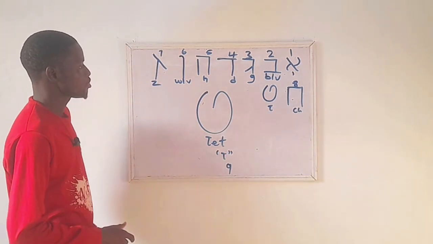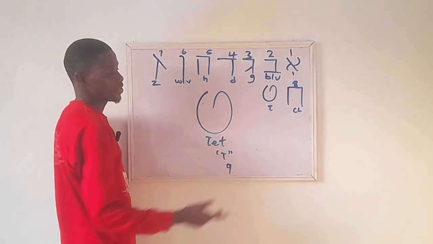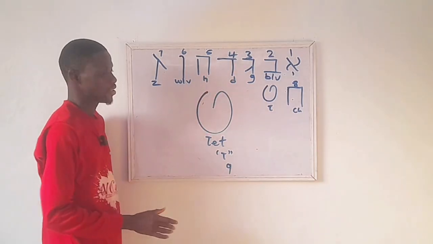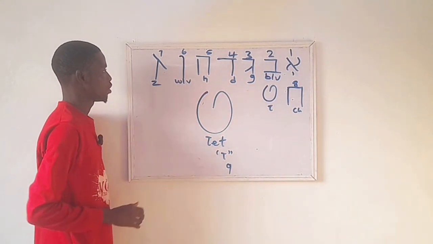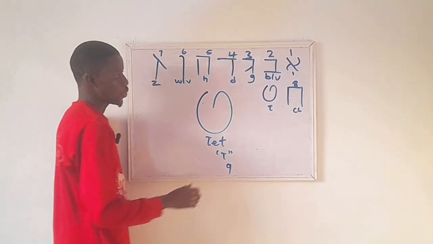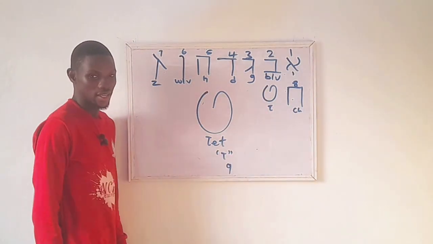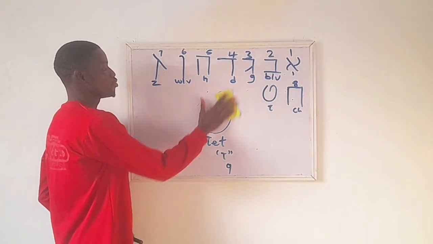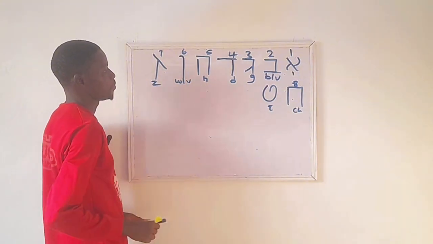So let's go again. We have Aleph, we have Vet, we have Gimel, we have Dalet, we have Hey, we have Wow, we have Zayin, we have Khet, we have Tet. So you need to get the workbook so that you can practice how to write them.